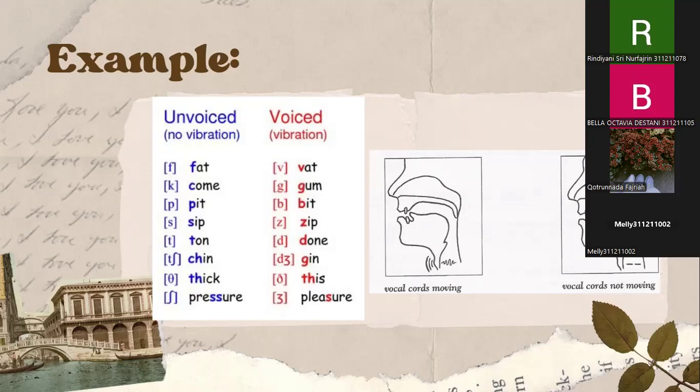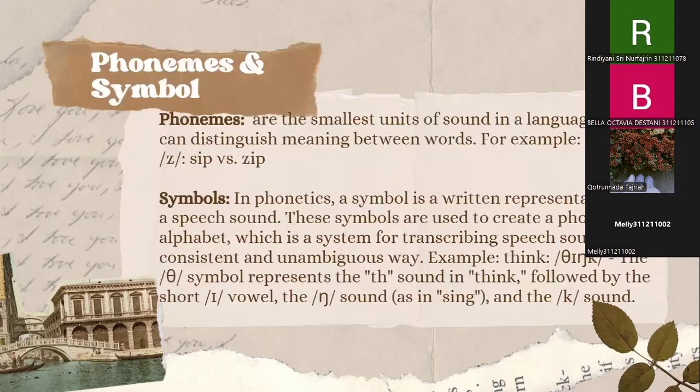Next, phonemes and symbols. Phonemes are the smallest units of sound in a language that can distinguish meaning between words. Symbols. In phonetics, a symbol is a written representation of a speech sound. These symbols are used to create a phonetic alphabet, which is a system for transcribing speech sounds in a consistent and unambiguous way. For example, the word think: the th symbol represents the th sound in think, followed by the short e vowel, the n sound as in sing, and the k sound.